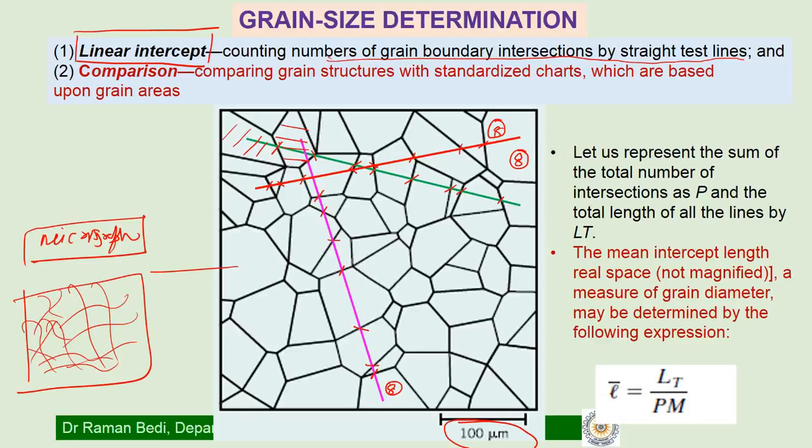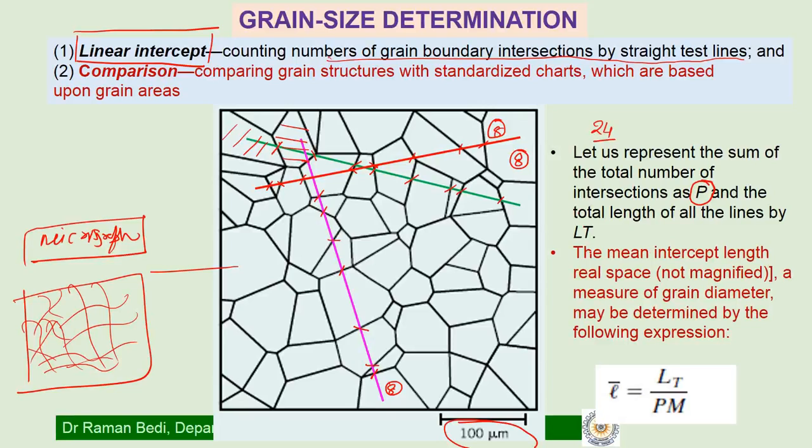So let us say the sum of intersections happens to be P. If there are 3 lines I have drawn, the sum of intersections is 8 plus 8 plus 8, 24. So P happens to be 24 here. I'm just taking this value. I'll take up one example in my next slide, exactly from the textbook.